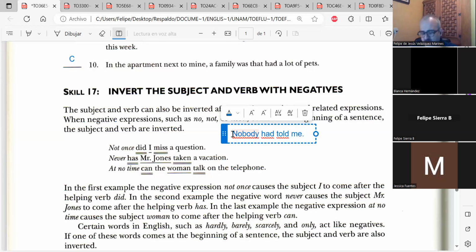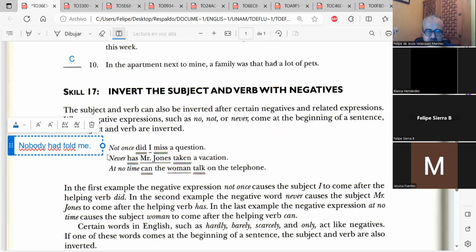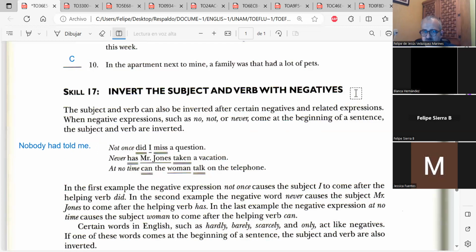We have to use subject verb inversion only when we use negative adverbs at the beginning of the sentence. Not once, one time, how many times? Remember, an adverbial answers the question where, when, how, or why. So with negative adverbials, yes.